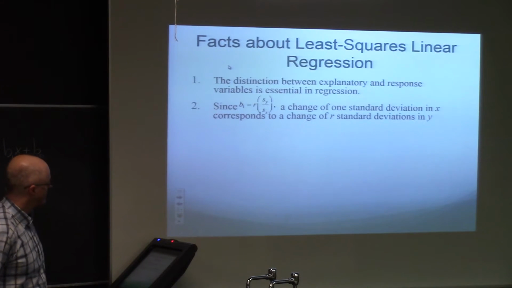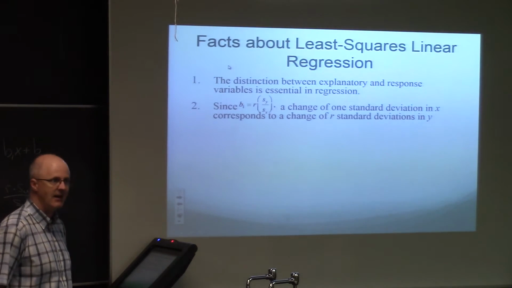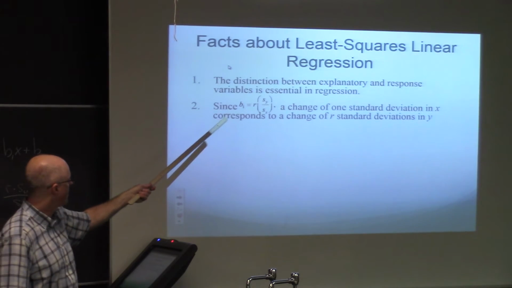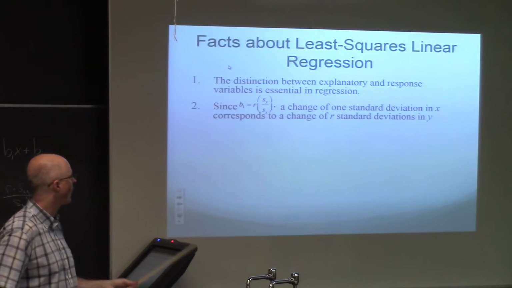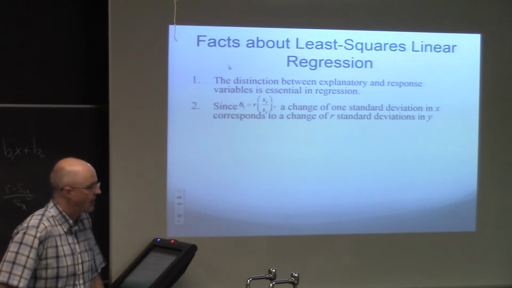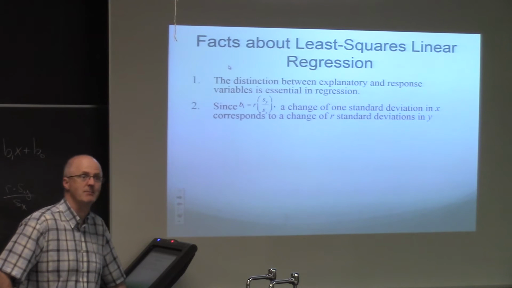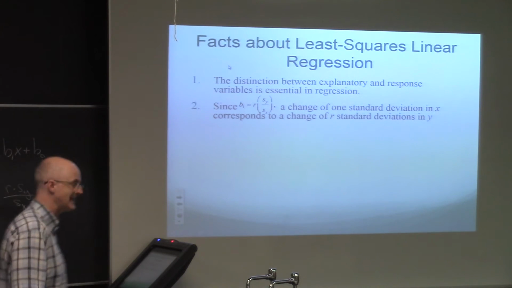The second one is a little bit mysterious, and I don't want to focus on it today. I'll focus on it more next time. Since the formula for the slope is this, it turns out that a change of 1 standard deviation in x corresponds to a change of r standard deviations in y. So that's a little mysterious. You might wonder why. Actually, I would encourage you to think about it before next time. Here's a big hint.